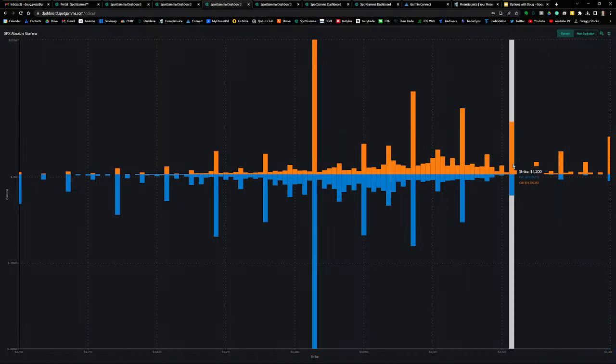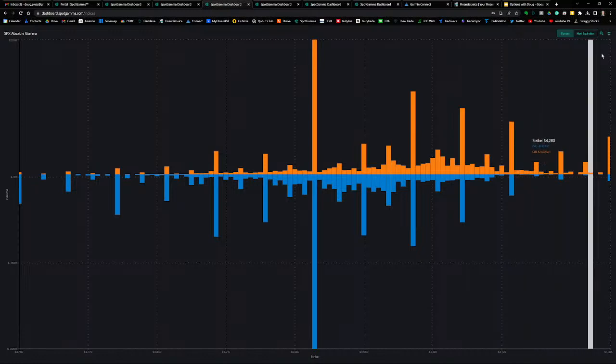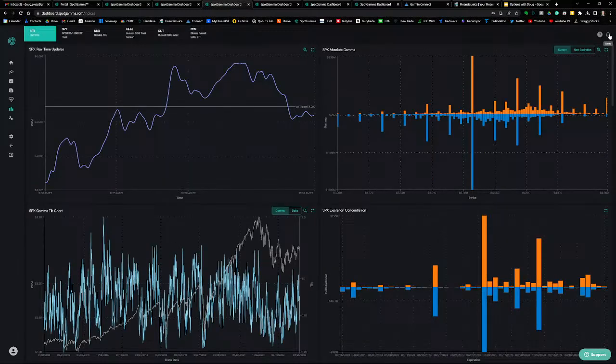And then here is the call wall. Again, moving back down to the 4,200 level from 4,300 yesterday. That's the strike with the largest net positive gamma, and that can be expected to act as resistance. So that's SPX. Let me check for questions.